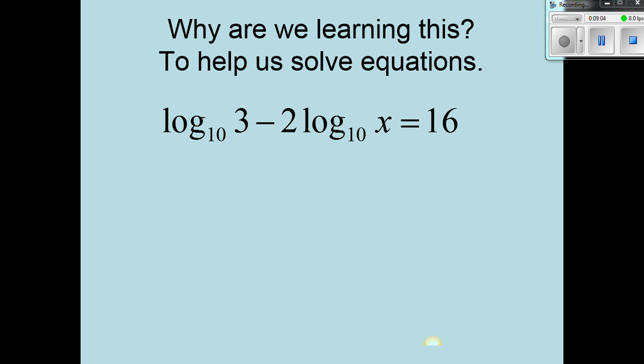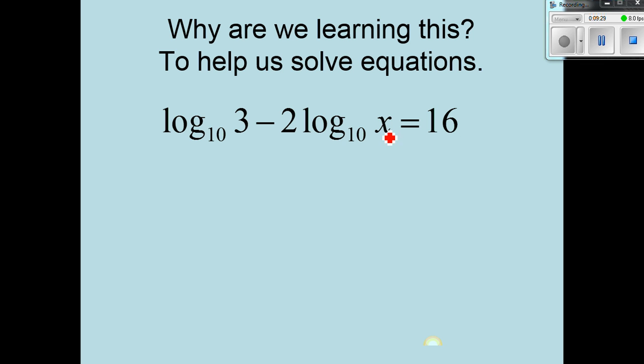So why are we learning this? Well, we are learning this to help us solve equations. So the last section of this chapter is learning how to solve equations. And remember, when we're solving equations, we're putting all our knowledge together that we've learned throughout the chapter to be able to solve the equations.